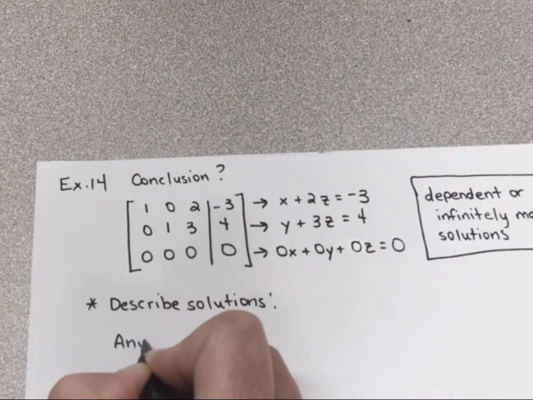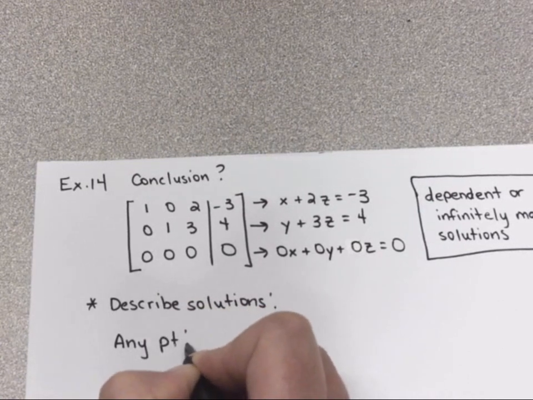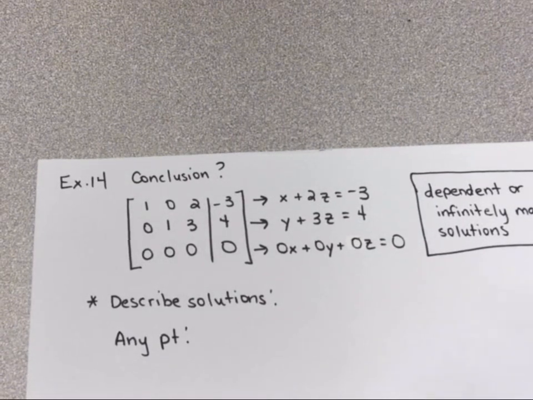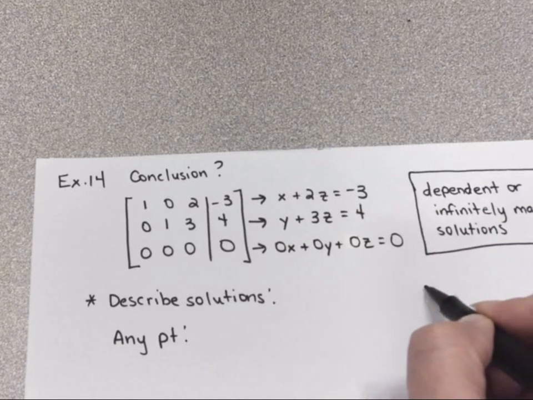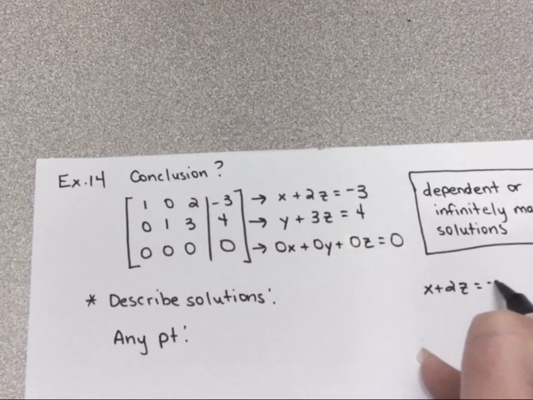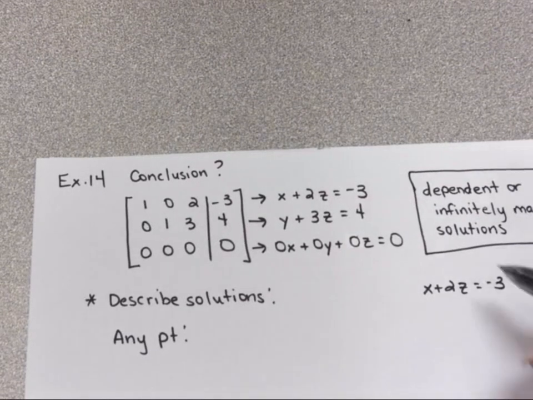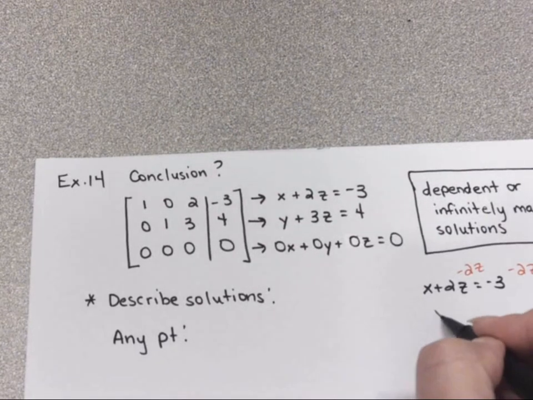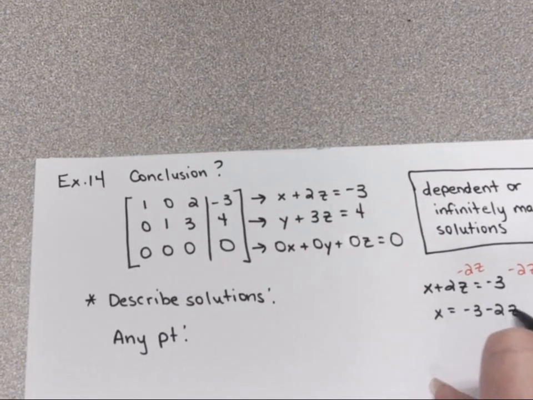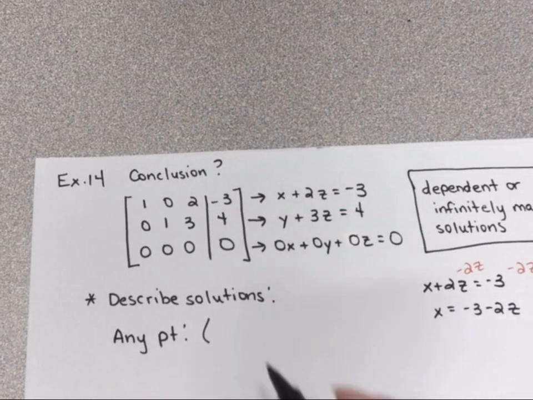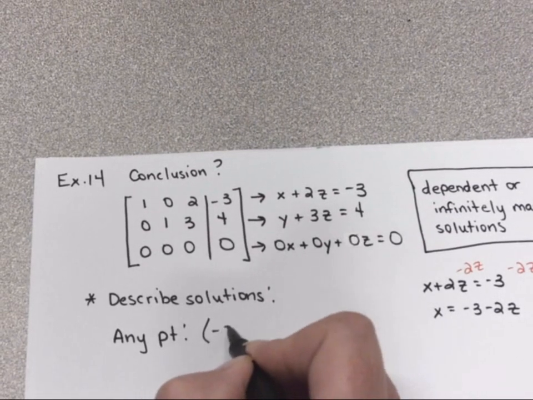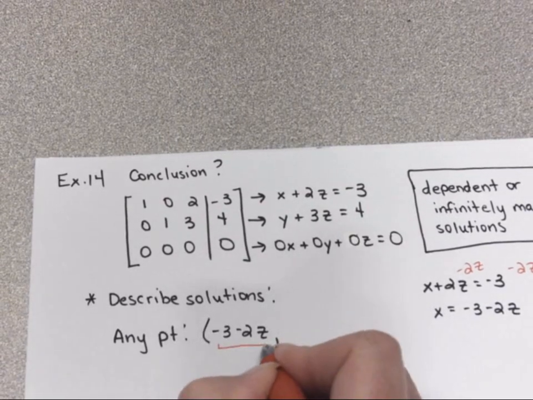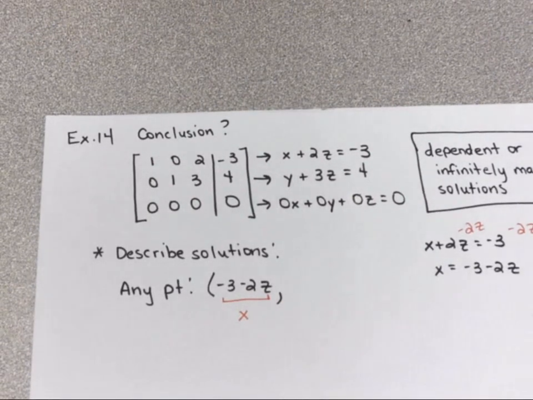And so the solutions are going to be any point that follows this pattern. We just need to figure out what x, y, and z are. So maybe off to the side, let's talk about the first equation. We have x plus 2z equals -3. What I'm going to do is solve for x. So if I subtract 2z from both sides, I get -3 minus 2z. In other words, if I want an x comma y comma z, my x can be described as this pattern. We're going to talk about what that means in a minute.